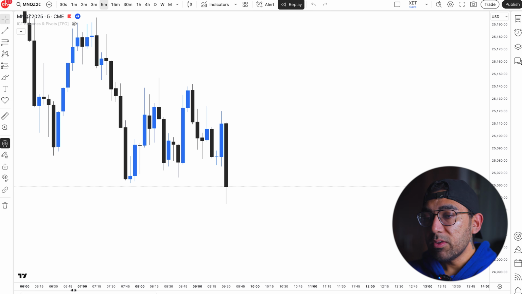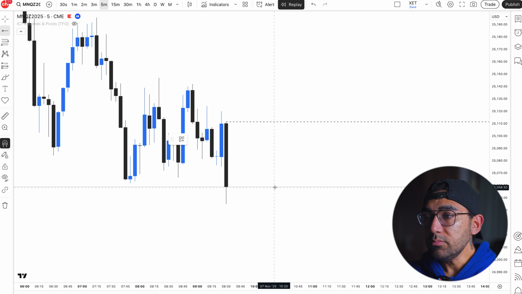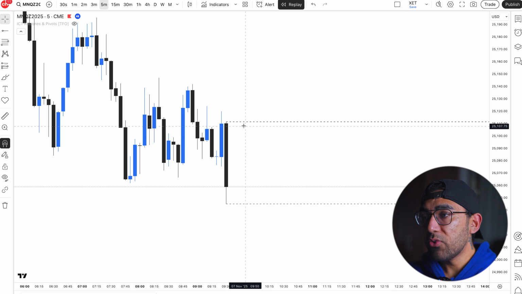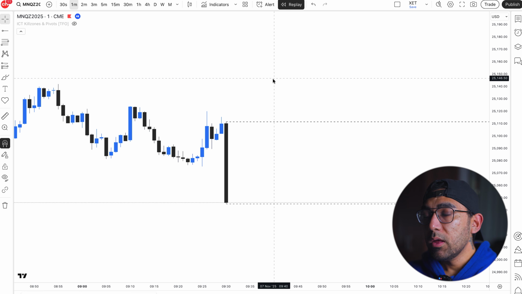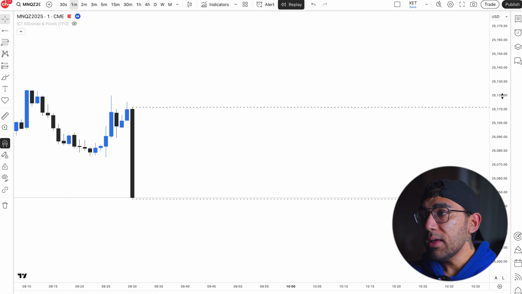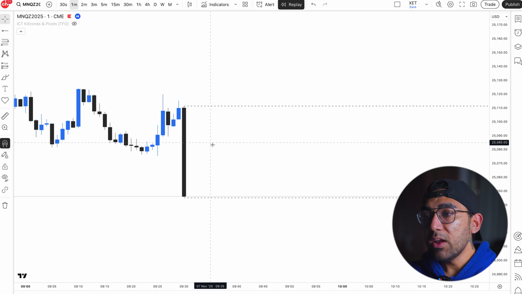What I'm going to do is I'm just going to mark out the high and the low of this 5-minute candle by using my trend tool. And then I'm going to switch over to the 1-minute time frame. Now, what we're going to do is we're just going to play this out and see how it prints and see if we break the top of this range or the bottom of the range.